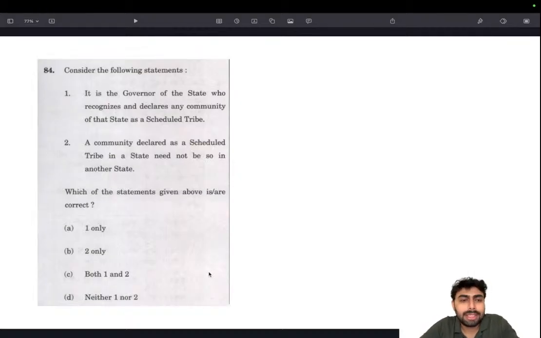It is the governor of the state who recognizes and declares any community of that state as scheduled tribe. Okay, this is right off the bat very unlikely, because any recognition, declaration of scheduled tribe, scheduled area rests with the president only. A community declared as scheduled tribe in a state need not be so in another state. Makes perfect sense because it's state specific. So 2 is right. So answer B, 2 only.